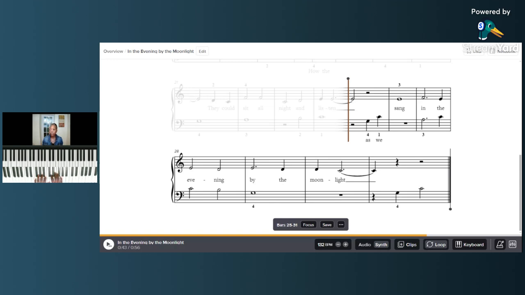Let me get the lyrics right. So let's try that again. 1, 2, ready, and as we sang in the evening by the moonlight. Okay, so that is the rhythm that I want to hear. And then I'm going to play along here so that you can hear it.